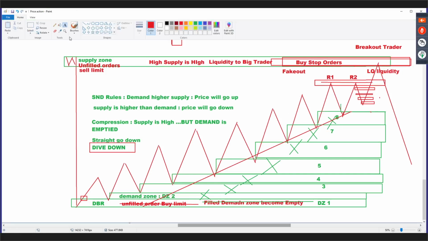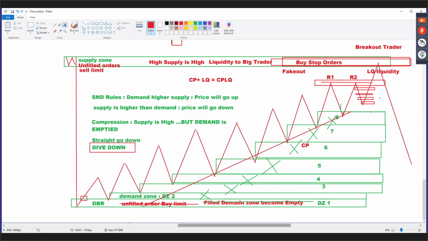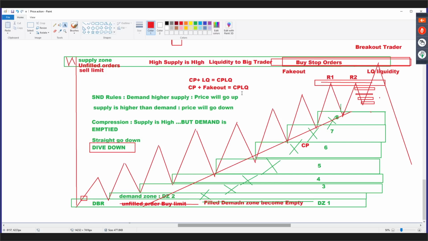So this is your compression. This is your CP. And you have liquidity on top of this. So CP will become CPLQ. I call it a CPLQ, compression with liquidity, or a CP plus takeout is equal to CPLQ. It's a very, very good setup. Mostly you will win. I tell you what, this is a very, very good setup.